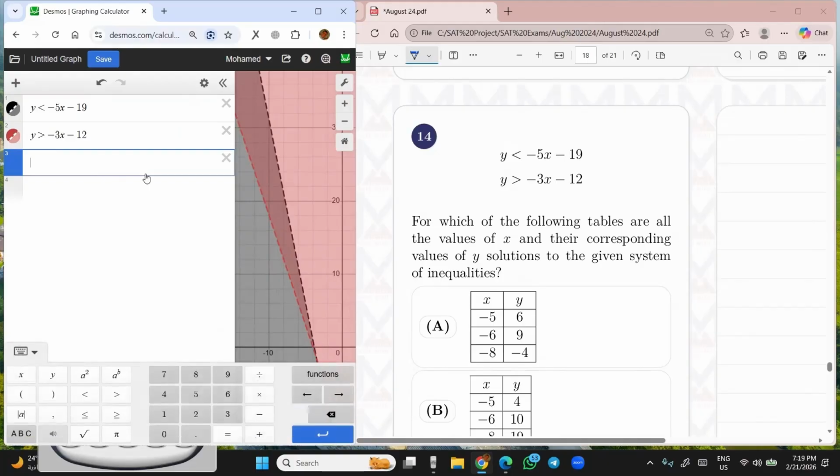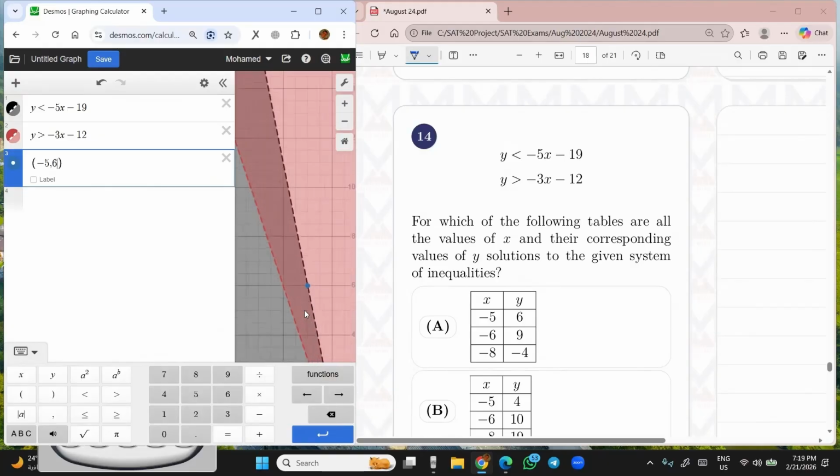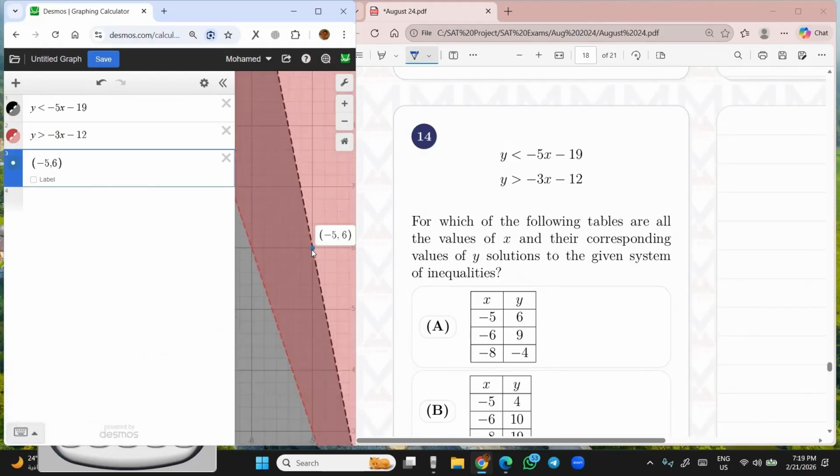So let's check the first table. We have negative 5 and 6. Make a point like this, negative 5, comma 6. Let's see where the point lies. The point is on the line itself, which cannot be considered a solution. So the point should be inside because this line is dashed, as you can see, which means any point on this line is not a solution, which makes A incorrect.